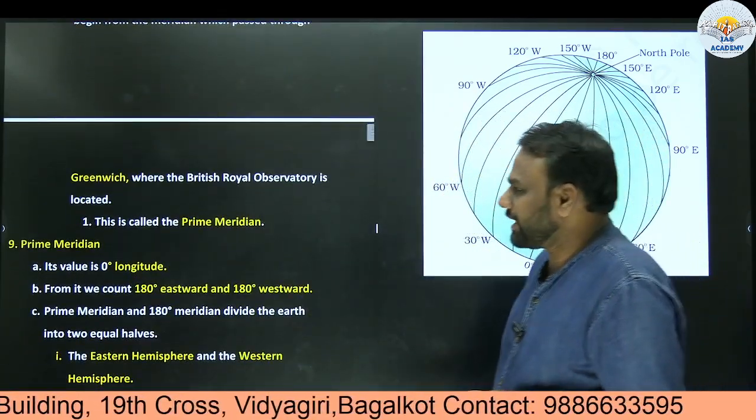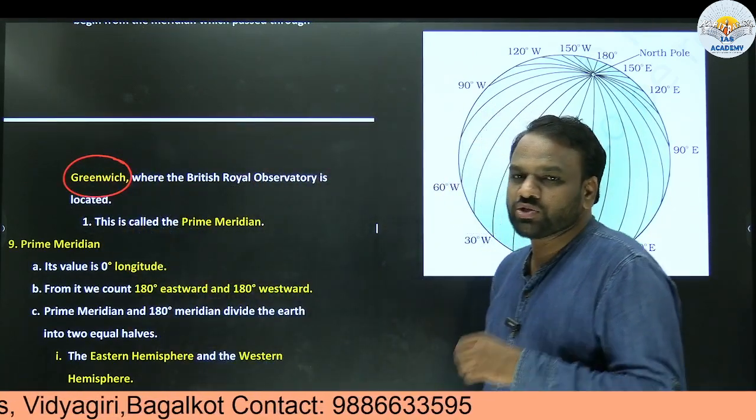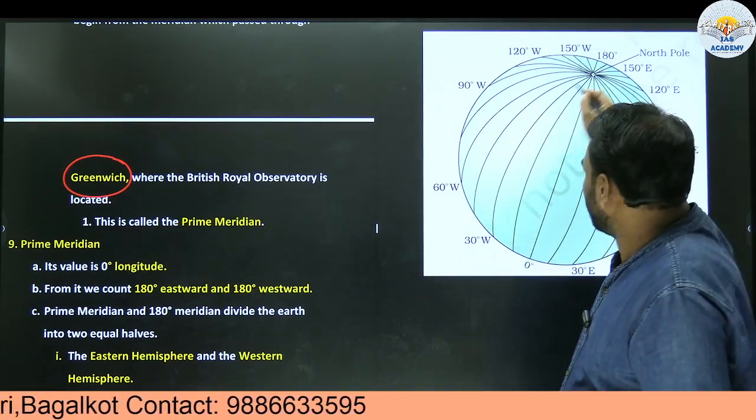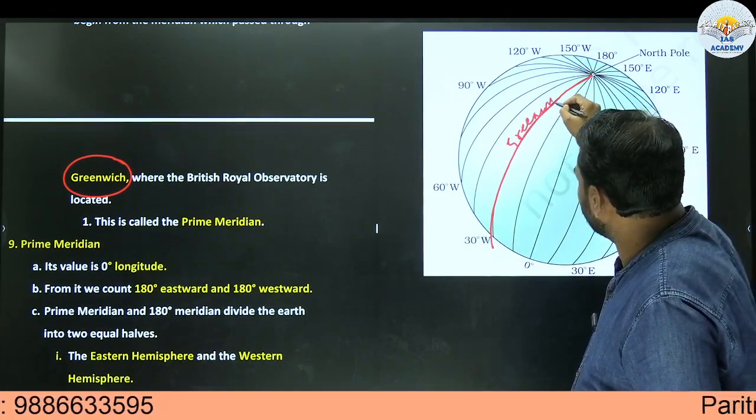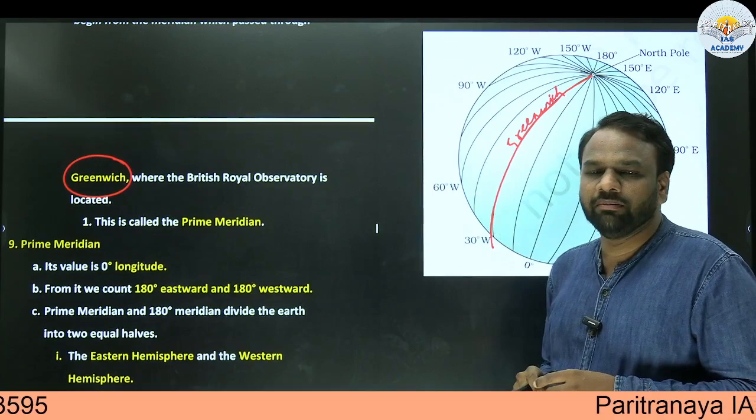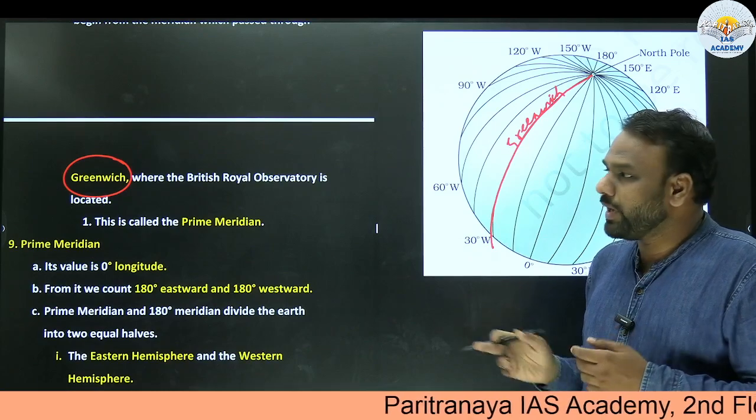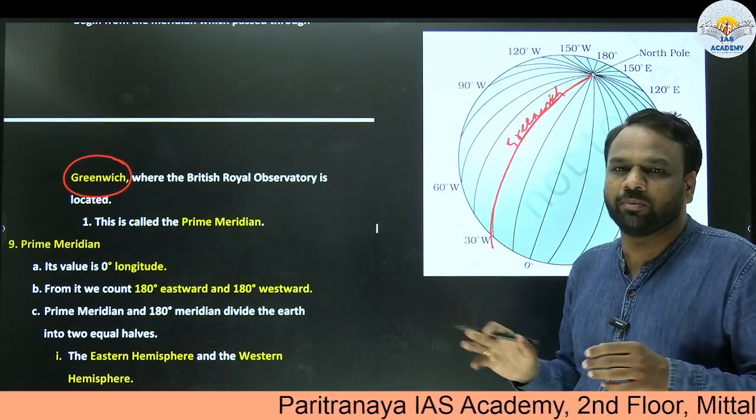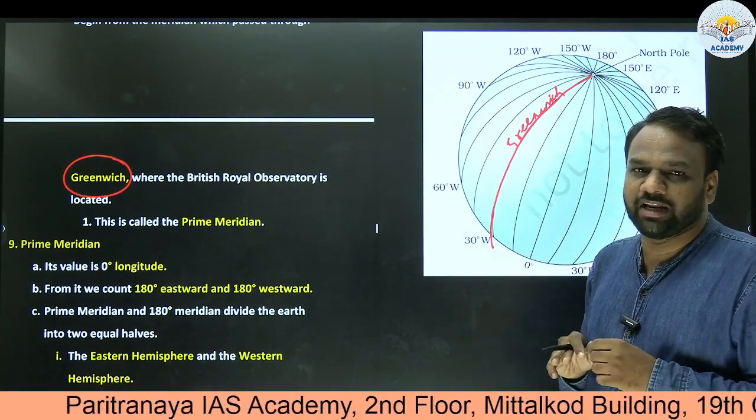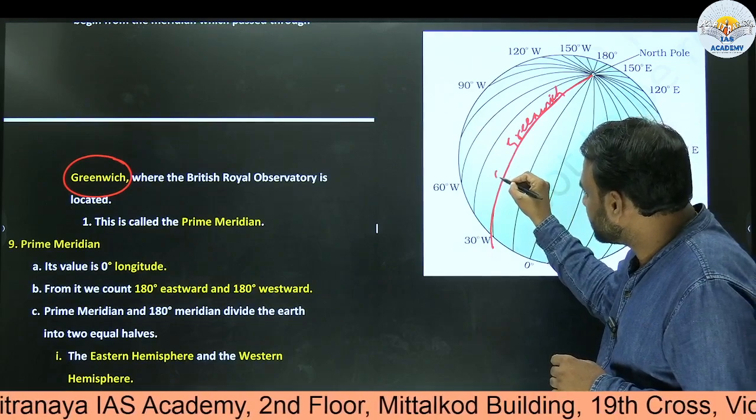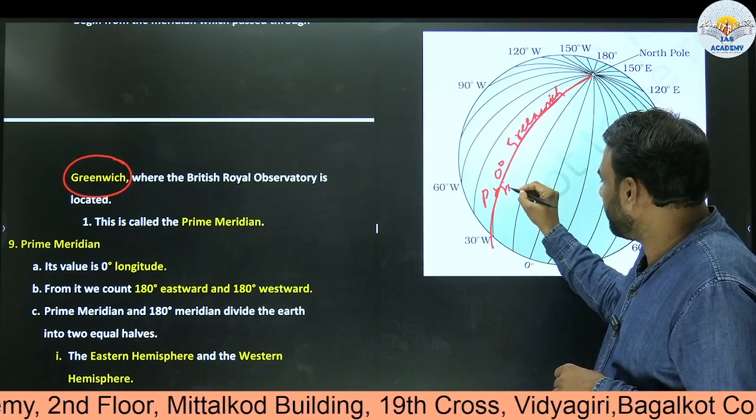So one line was fixed. Which is that line? The longitude which passes through Greenwich. Greenwich is a city in the UK. They all came to an agreement that this line should be accepted as the standard line. Why did we go for Greenwich? That is beyond our scope of discussion. We will not worry about why, but they took Greenwich as the standard line. This standard line was assumed as 0 degree, and we call it the prime meridian.